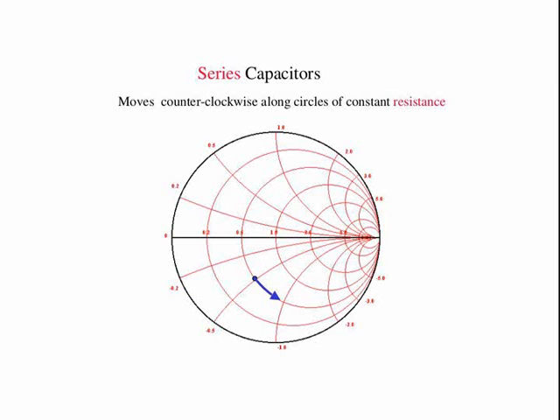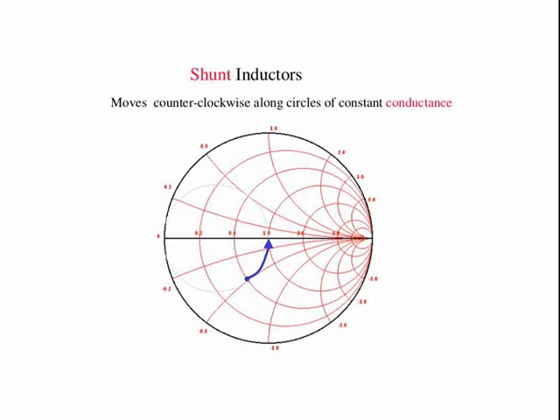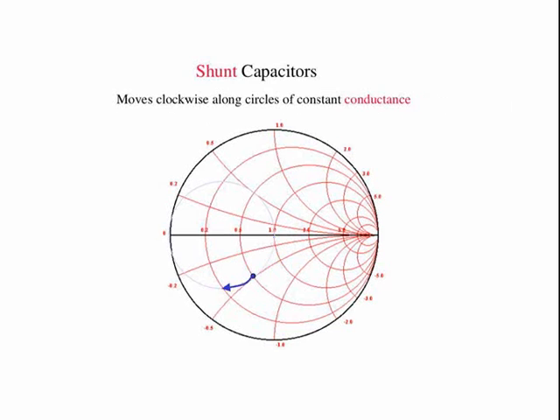If we add more capacitance, it moves us counterclockwise along a circle of constant resistance. If we add shunt inductance, it moves us counterclockwise along a circle of constant conductance. If we add shunt capacitance, it moves us clockwise along a circle of constant conductance.